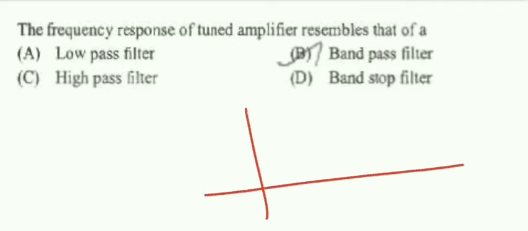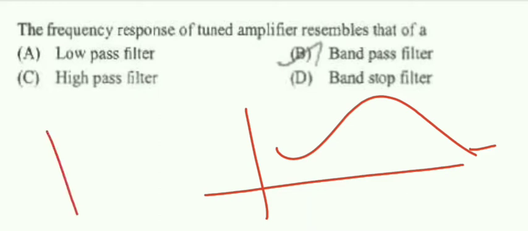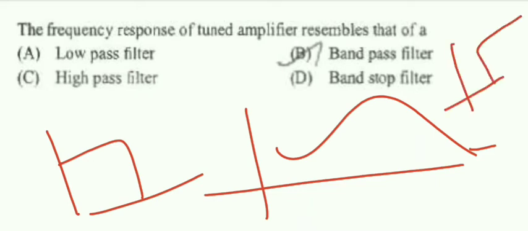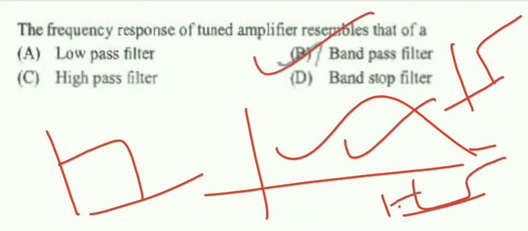Next one, the frequency response of a tuned amplifier resembles that of. We know that the tuned amplifier has a characteristic like this. So it is equivalent to a band pass filter. For a low pass filter it will be like this, for a high pass filter it will be like this, and a band stop filter will be like this. So option B is the correct answer. It is band pass filter.